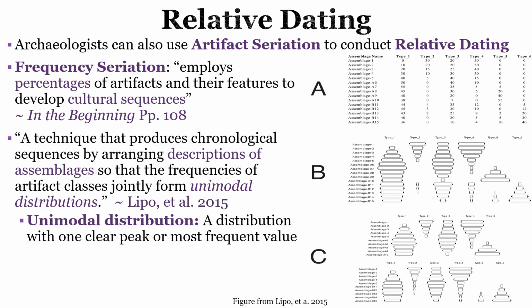So, put differently, it's a technique that allows us to create different series in chronological order by putting different descriptions of artifacts and all of the stuff within them into larger orders. What does this mean? What this really means is that we can look and we can say, hey, people hang on to old stuff.